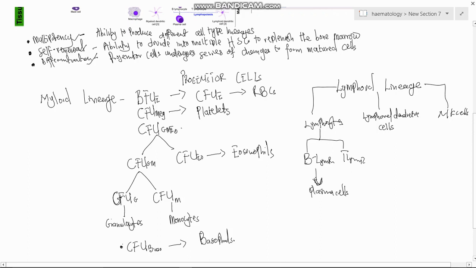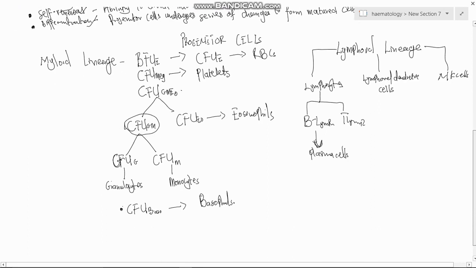Then we have colony forming unit granulocyte macrophage, which differentiates to form colony forming unit granulocytes, colony forming unit monocytes, or macrophages. Then we have colony forming unit eosinophils. The colony forming unit granulocyte monocyte also differentiates to two other progenitors: the colony forming unit granulocyte progenitor, and the colony forming unit monocyte progenitor. And these mature to form granulocytes, or neutrophils, and then monocytes. Then the colony forming unit eosinophils matures straightforwardly to form the eosinophils.